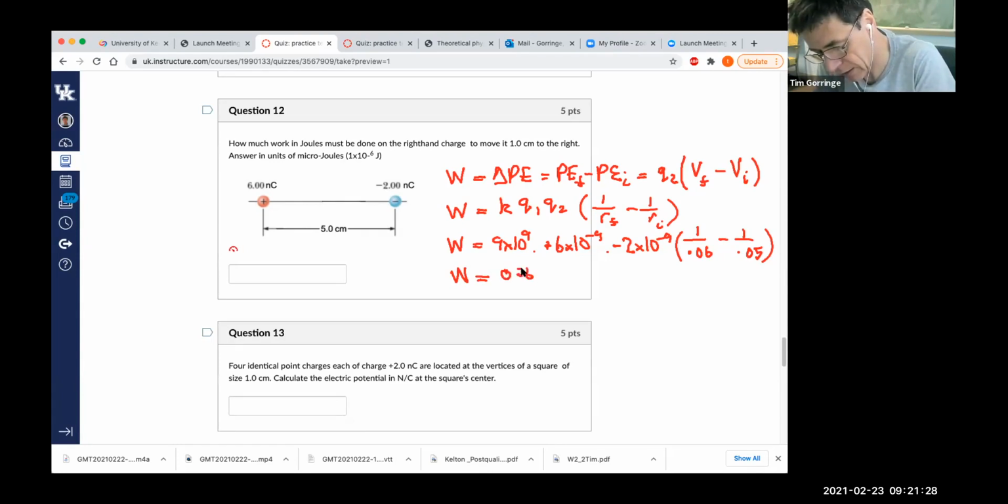0.36 microjoules, 10 to the minus 6 joules. And so that's the answer to this question, 0.36. And you notice it is a positive number. Though we had a negative charge, because we pulled the charges apart, the work that we did was positive. The system stores extra electrical potential energy.